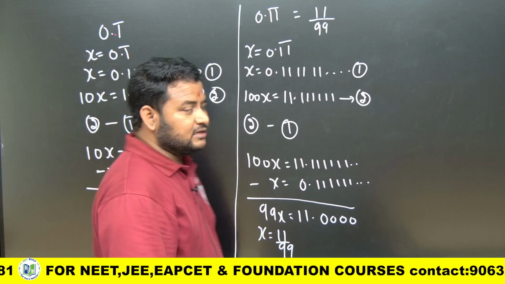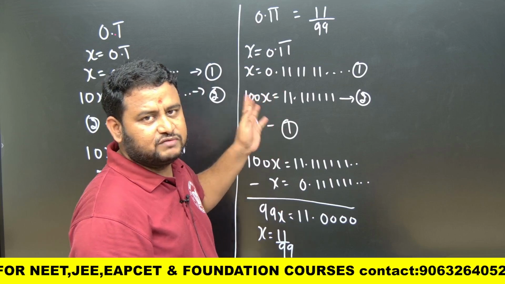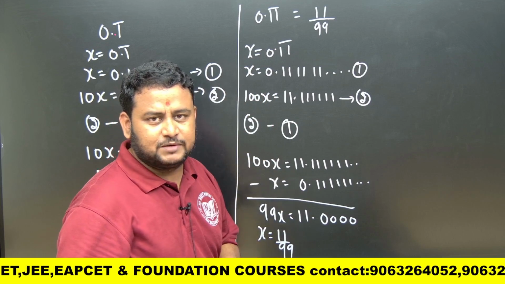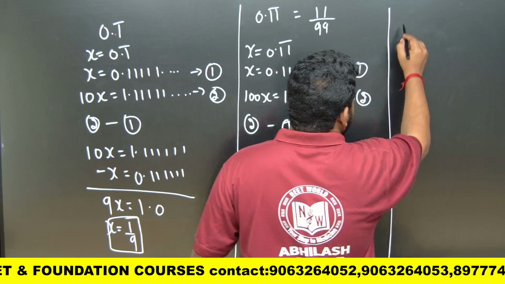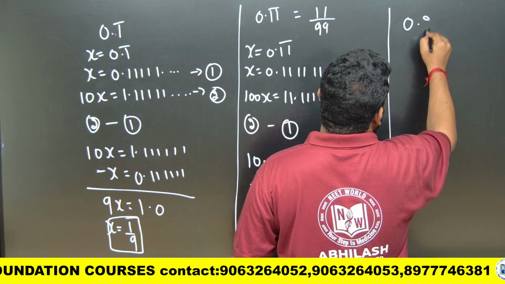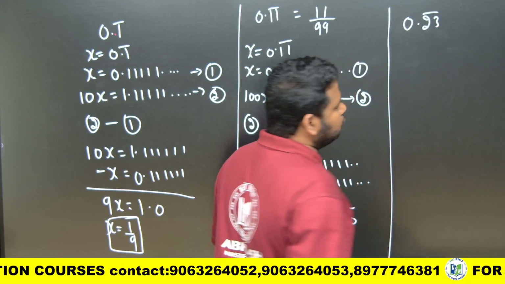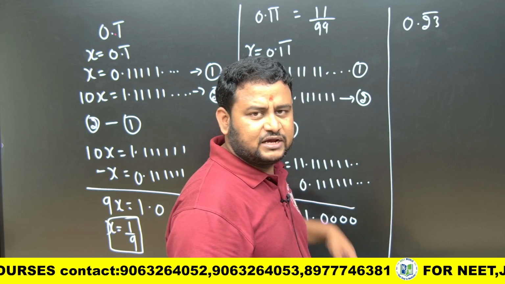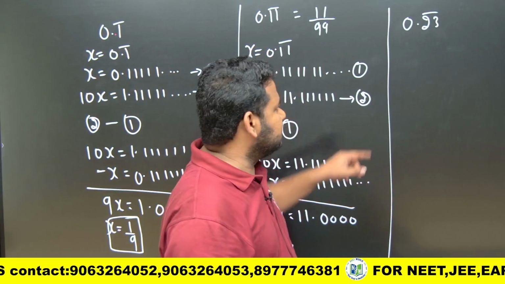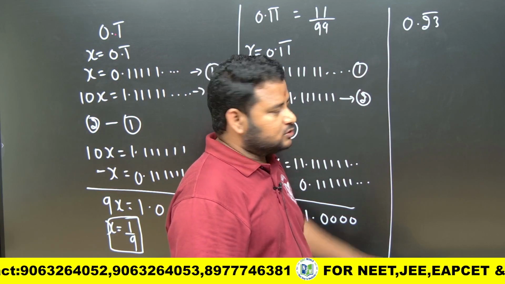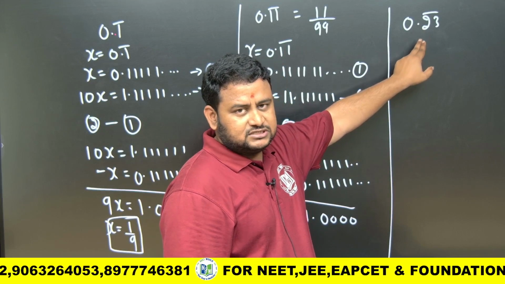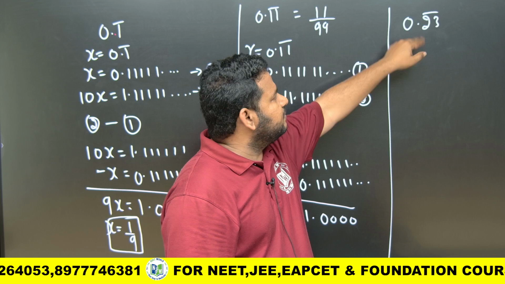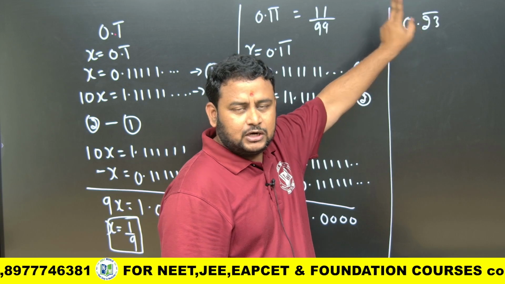Now you are telling, I am talking only about 0.11 bar and 0.1 bar. What about other decimals, you might be asking. For other decimals also it will be the same. See here friends, if I write 0.23 bar, the same procedure I can follow and I get the answer. But understand one thing, 0.23 bar is there, so after the decimal point there are two digits. On how many digits is the bar there? On 2 digits the bar is there.